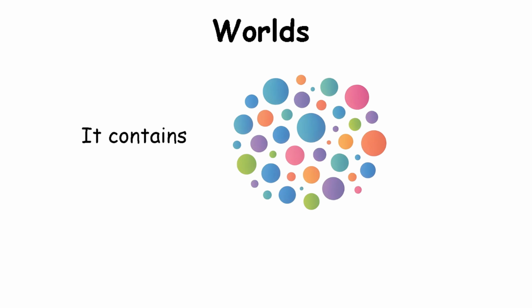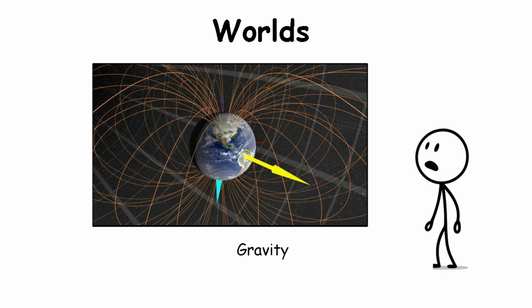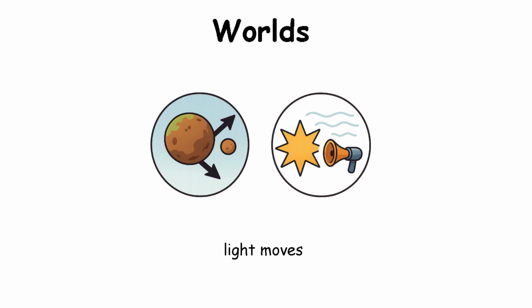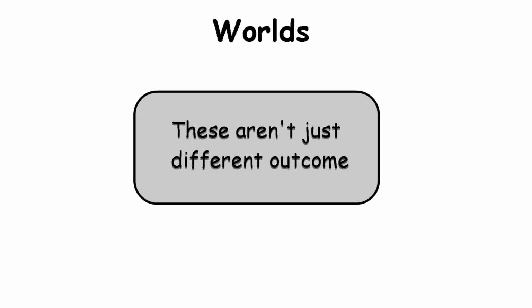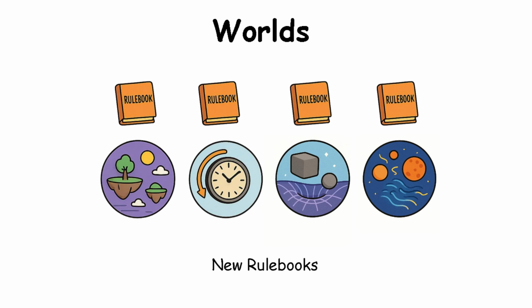Worlds. The 7th dimension moves further into possibility. It contains worlds where even the laws of physics are different. Imagine a universe where gravity pushes things apart instead of pulling them together, or where light moves slower than sound. These aren't just different outcomes. They are different realities operating under new rulebooks.